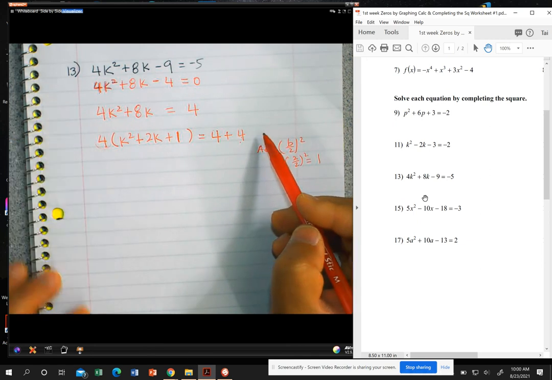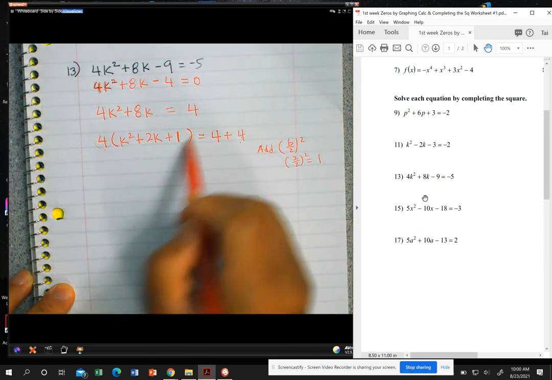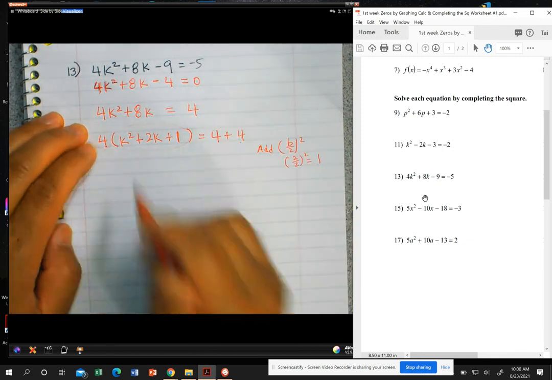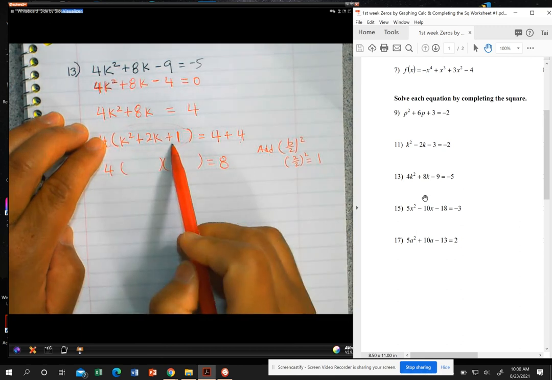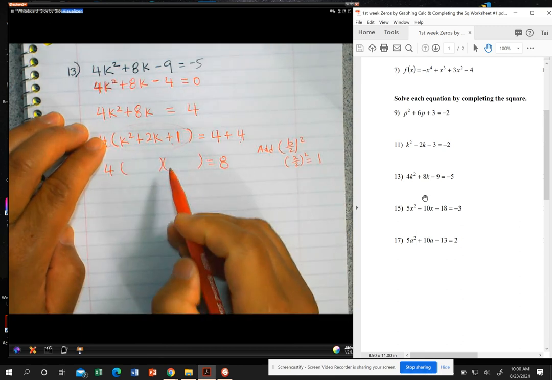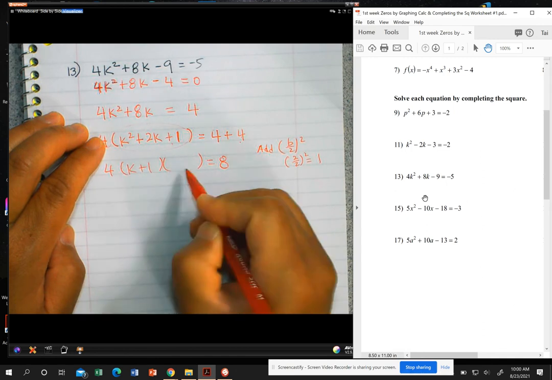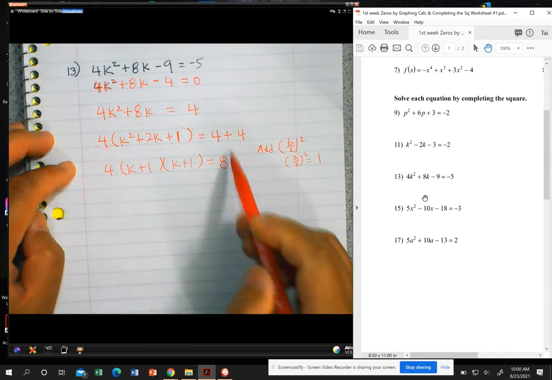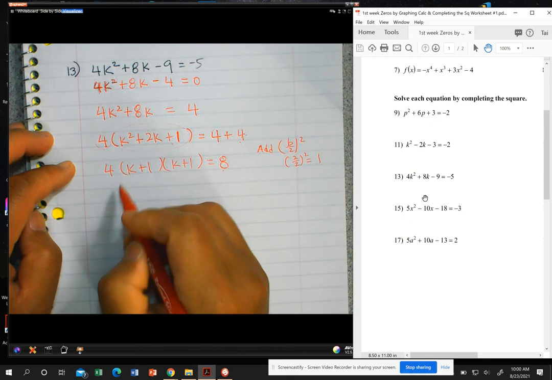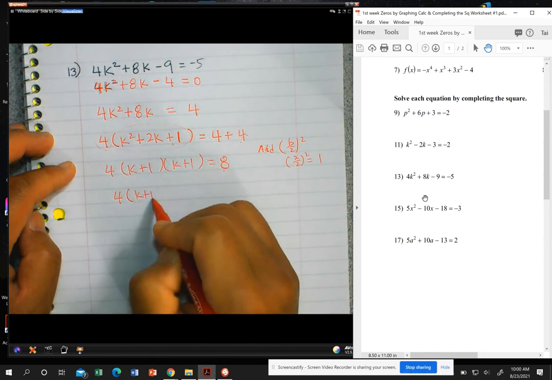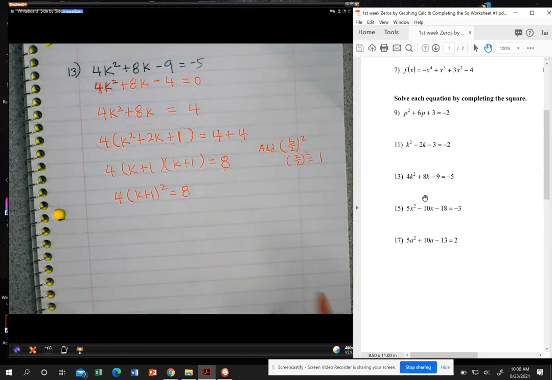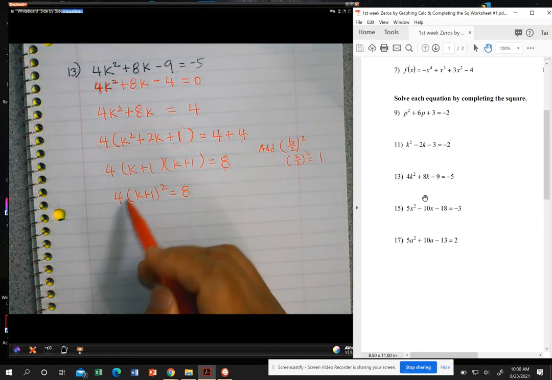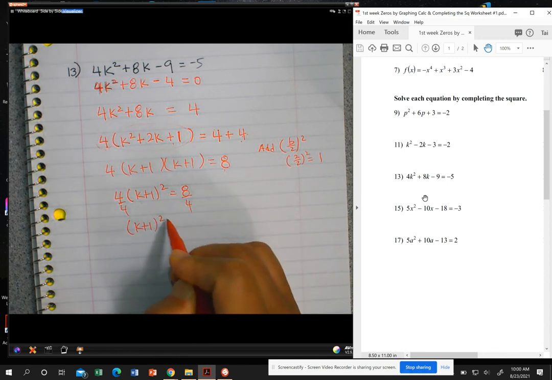Okay. This is factorable. Can someone help me to factor this one? What's k squared plus 2k plus 1? k plus 1 and k plus 1. And then 4 and 4 will give you an 8. So this is 4 times k plus 1 squared is equal to 8. Are we good? Divide both sides by 4 and 4. So this is k plus 1 squared is equal to 2.